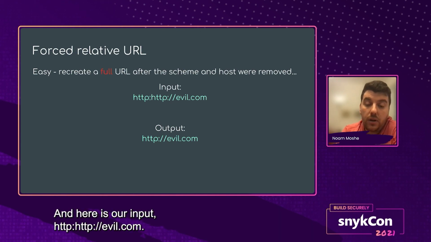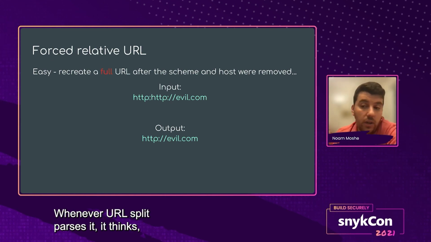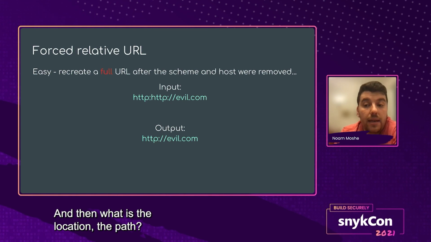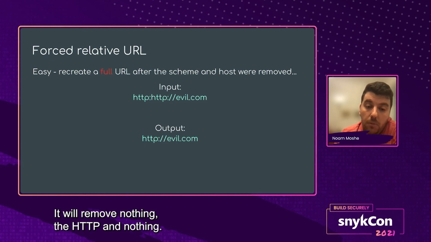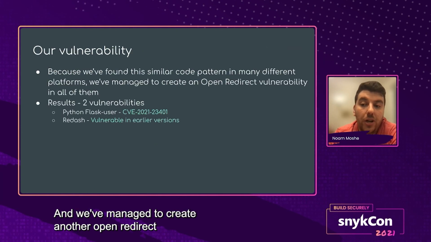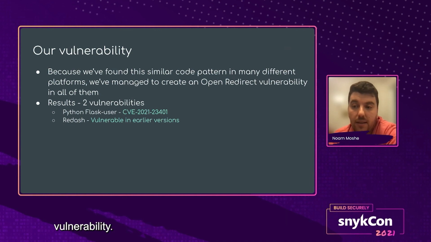And here is our input, http:///evil.com. Whenever URL split parses it, it thinks, yeah, the scheme is HTTP. There is no netloc because there is no scheme://. And then what is the location, the path? http:///evil.com. It will remove nothing, the HTTP and nothing. And then the output is http:///evil.com. And we've managed to create another open redirect vulnerability.